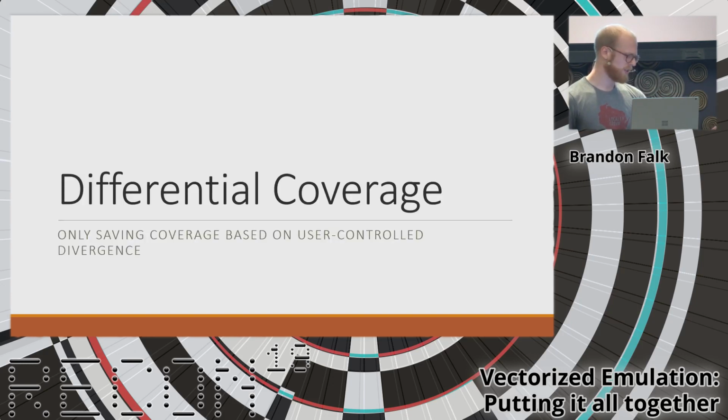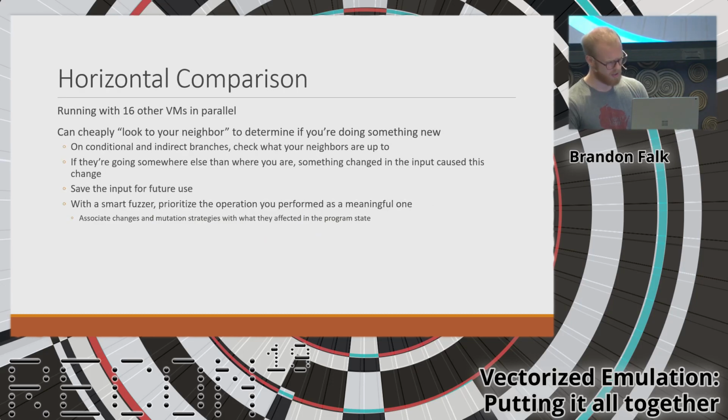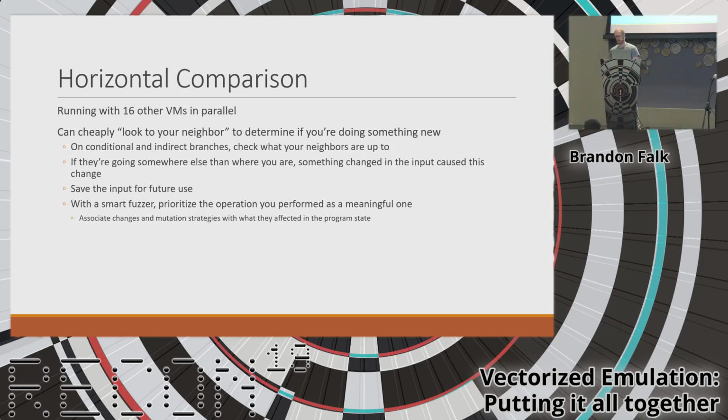So this vectorized emulation stuff allows for a new coverage technique that I call differential or divergent coverage. I think I say differential coverage more, but I get confused in my head sometimes. By running all these VMs in parallel, you typically will have a couple neighbors that are doing the same thing that you're doing. Maybe a couple lanes or VMs ended up getting masked off because they took some branch and we didn't follow that path. But if you have a couple VMs that are still running along with you on certain operations, whether it's a memory read or a register read, you can look to your neighbors and see what they're actually up to. What values and operations are they performing?